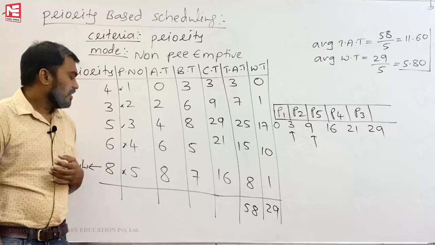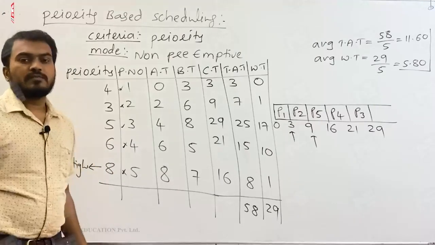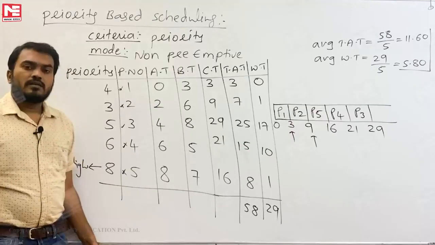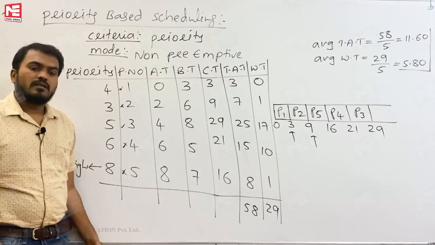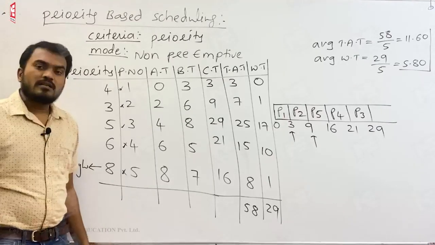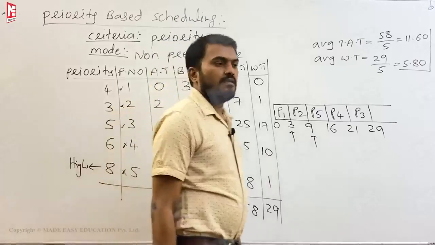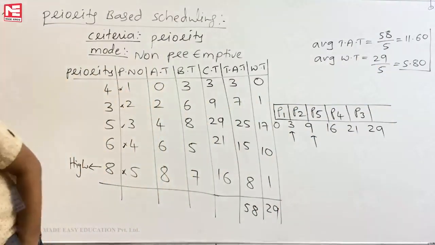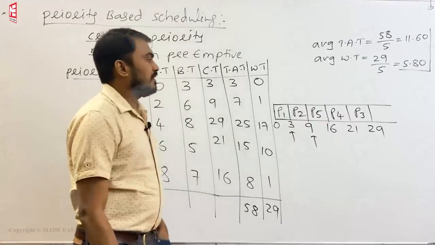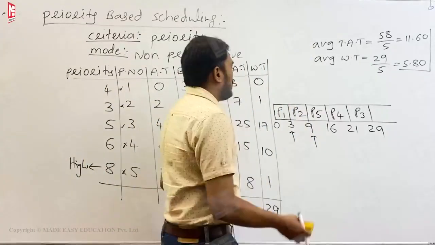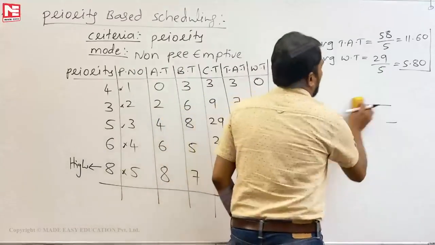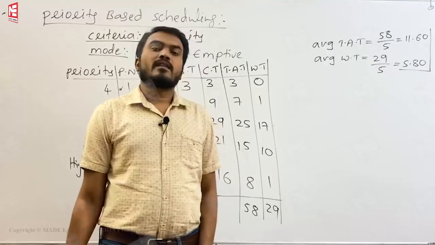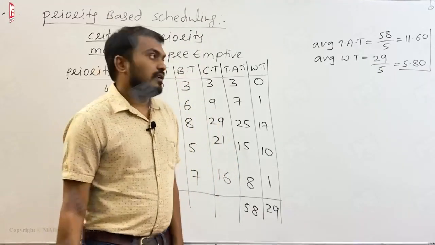Before that, note down one statement. Keep it as a note. If the priority of the processes are matching, then schedule the process which has the lowest arrival time.